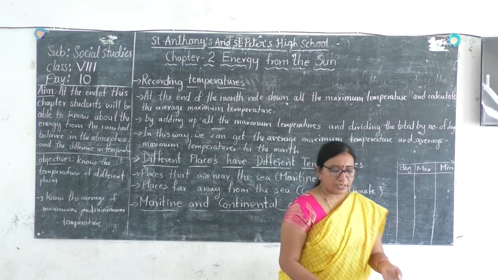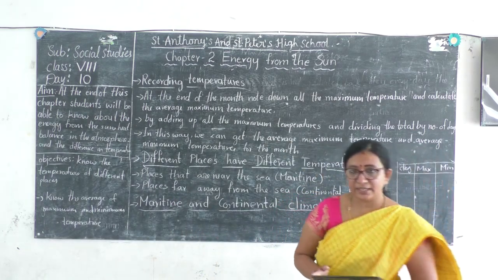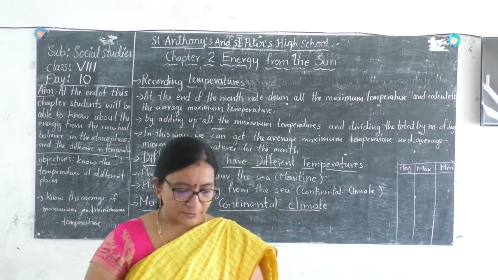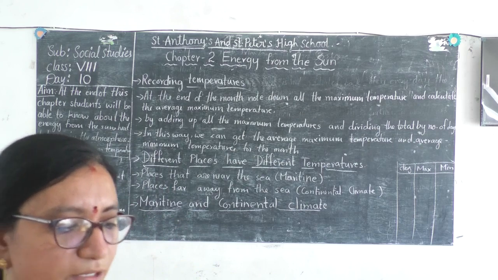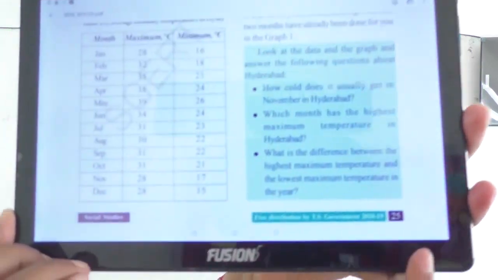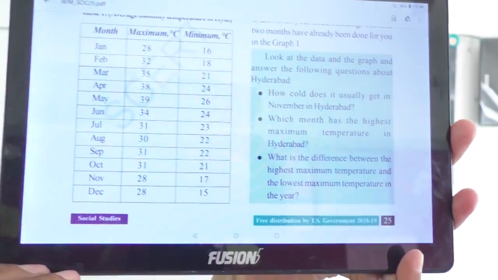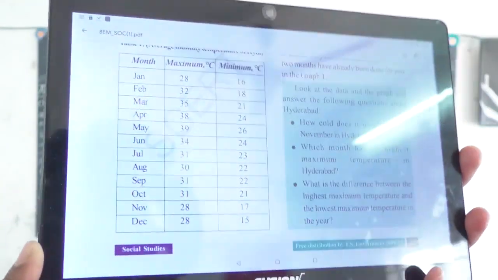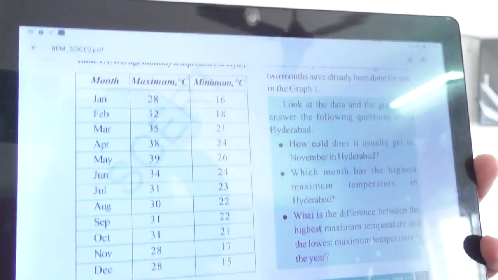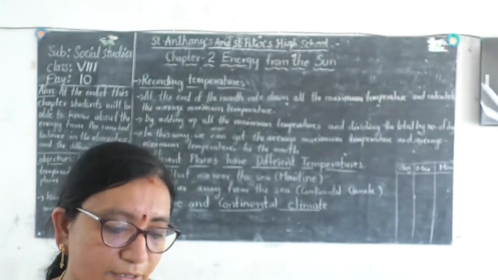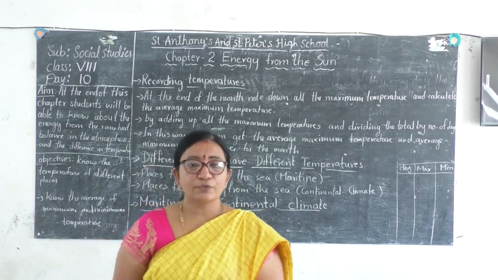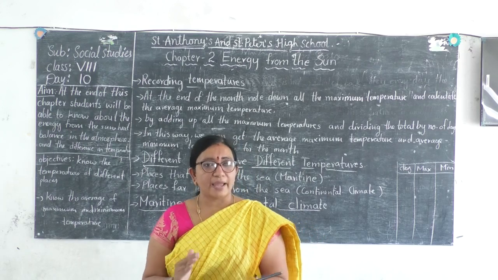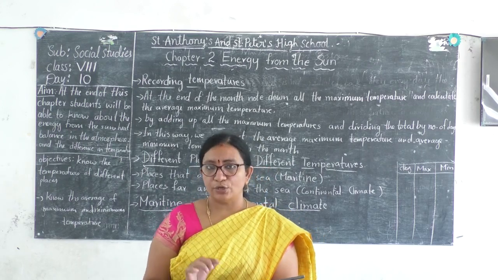Now here you can observe in the textbook. If you have a textbook you can observe in that, otherwise you can observe here. I will show you on page number 25. Here is the reading of Hyderabad. From the month of January, February, March, April up to December, all the maximum and minimum temperatures are given here. Listen students, such kinds of questions are very important in your exam. So see that you try to answer as many of such tables as possible on your own.